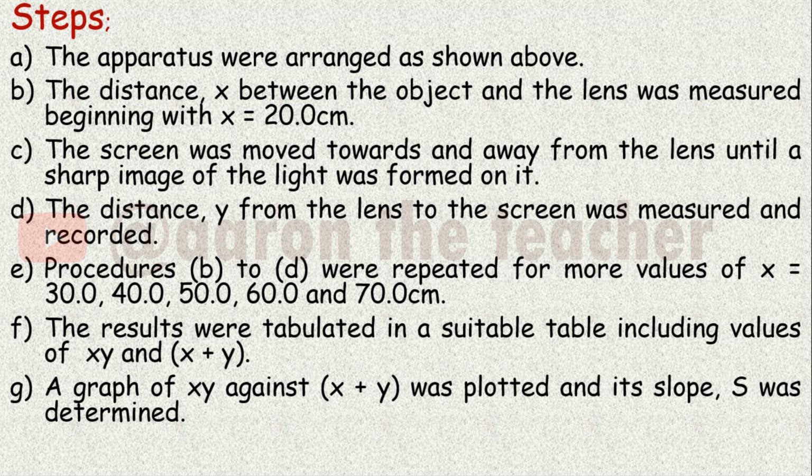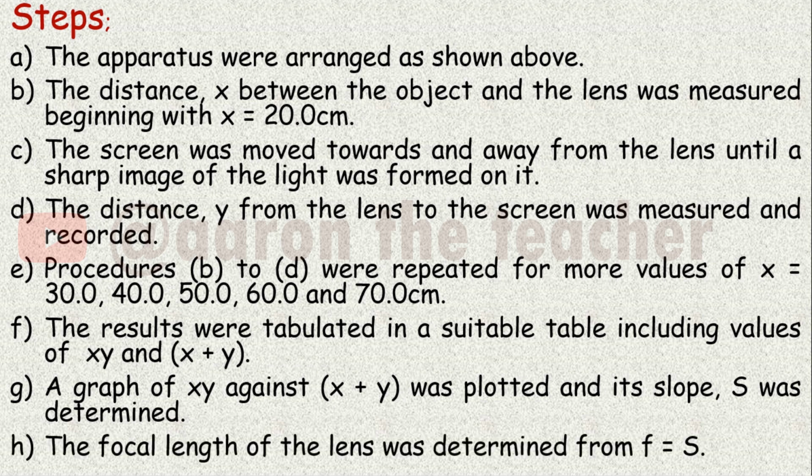We shall go to procedure G. A graph of xy against x plus y was plotted and its slope s was determined, as we shall look at in graph work. And then lastly, procedure H, the focal length of the lens was determined from f equals s. F equals s is more of a theory work from the lens formula, 1 over f equals 1 over u plus 1 over v, for which in this case I will consider it to be 1 over f equals 1 over x plus 1 over y. How does it come to be f equals s? Just leave a comment in the comment section.